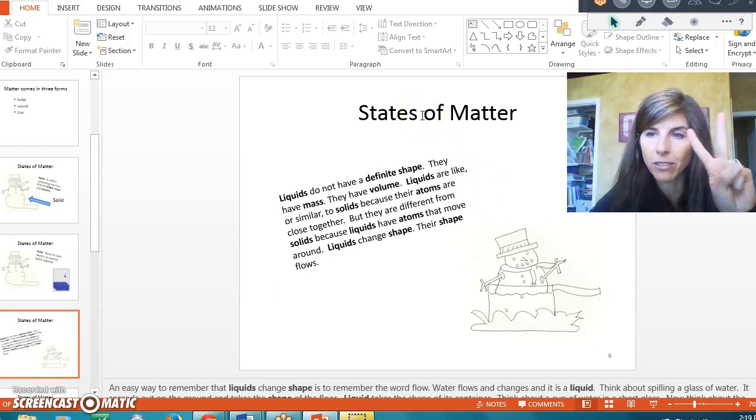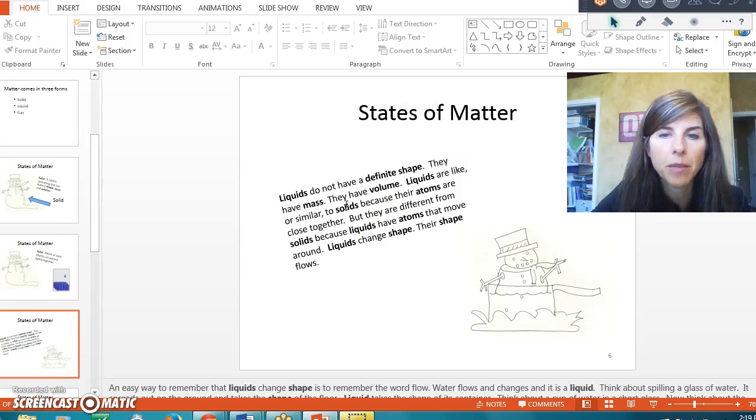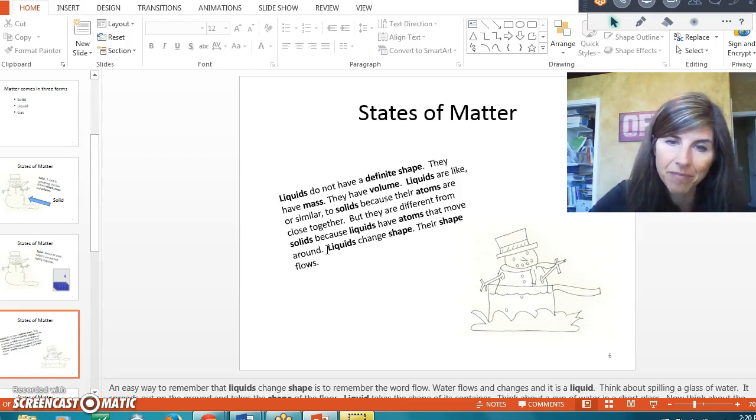Number two, state of matter: liquid. Liquids do not have a definite shape. They have mass and they have volume. Liquids are similar to solids because their atoms are close together. But they are different from solids because liquids have atoms that move around. A solid would be like this and they don't move, but a liquid, they can move. You can see that when you pour a drink of water, or spill a liquid at dinner time or any other time, or take a bath or a shower. They move around. Liquids change shape and their shape flows.